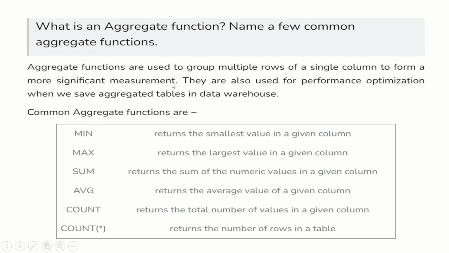Aggregate functions are used to group multiple rows in a single column to perform a more significant measurement. They are also used to perform optimization when we save aggregated tables in a data warehouse.